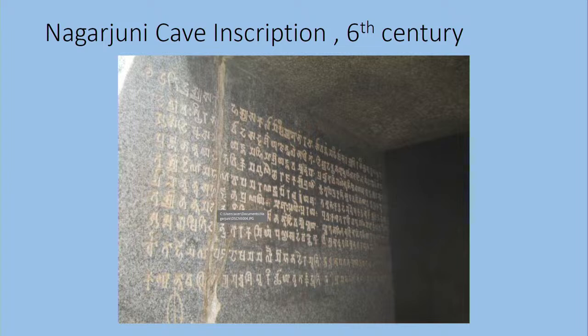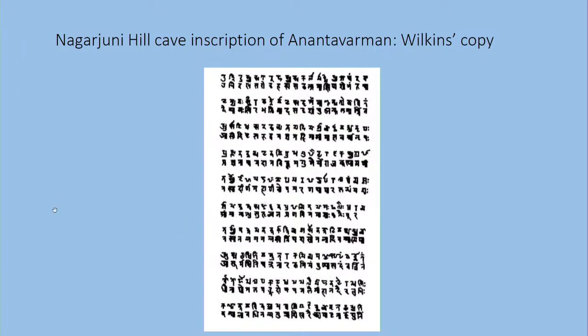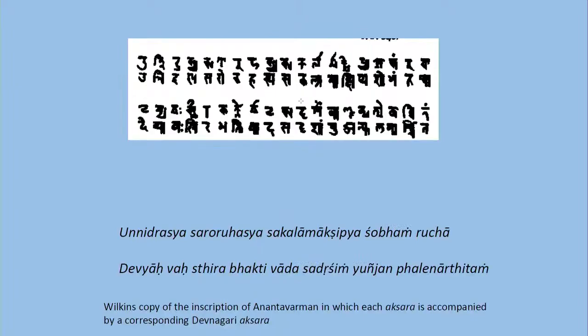Wilkins presented to the society a copy of the inscription, and the letter was accompanied by this copy, in which the first line is the inscription and the corresponding line is in Devanagari. I will show you more clearly. See.